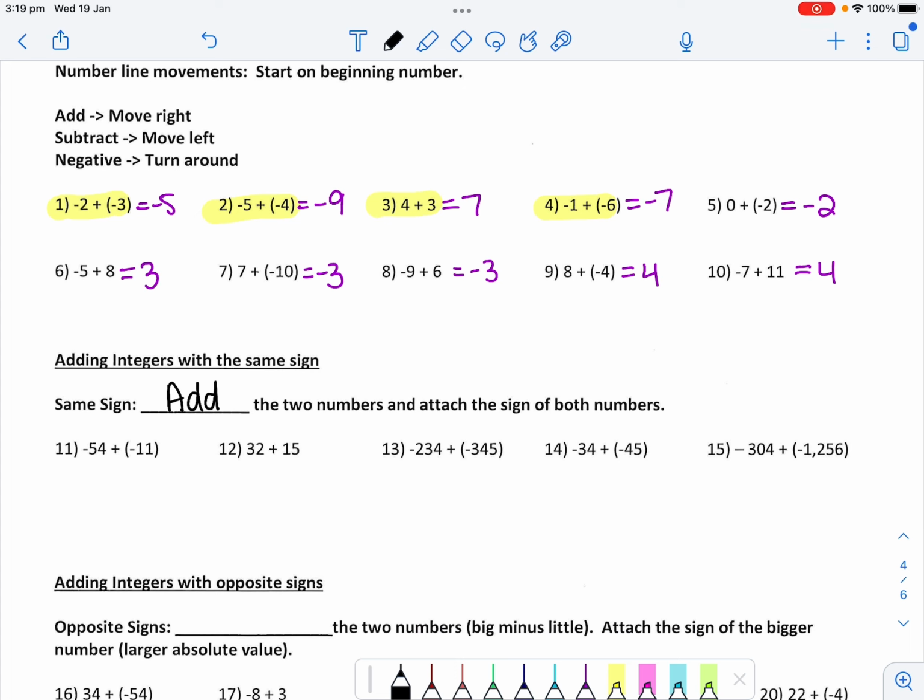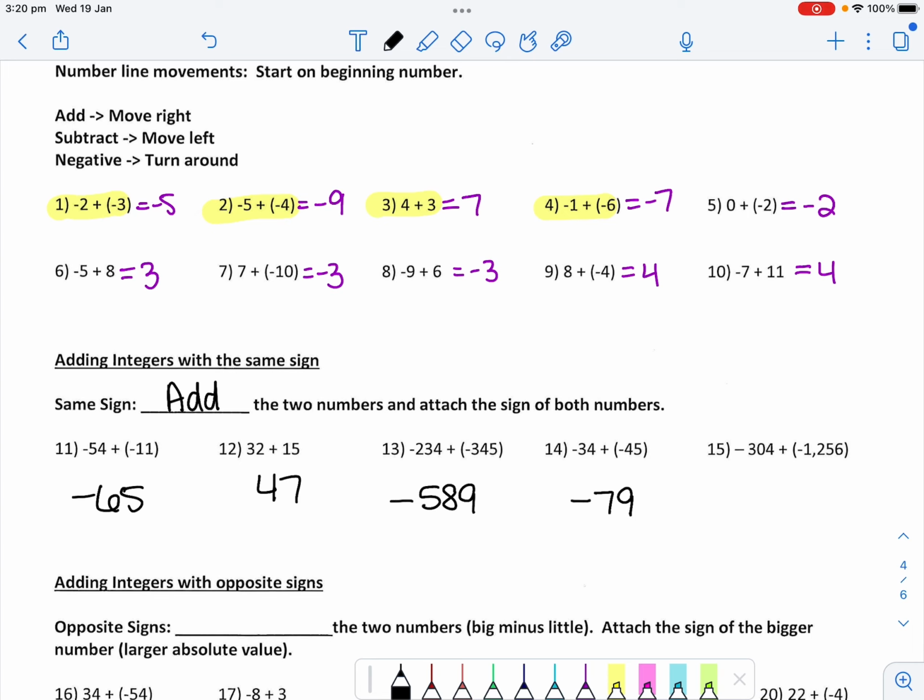So 11 says -54 plus -11. That's going to be -65. 32 plus 15 is 47. -234 plus -345. I'm going to add 234 plus 345, so 589. And then that answer is going to be negative because both numbers are negative. -34 plus -45 is going to be -79.